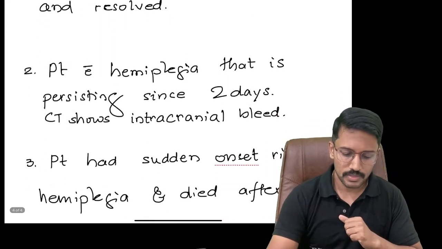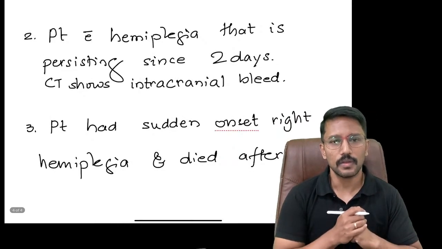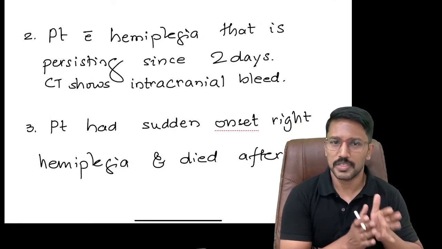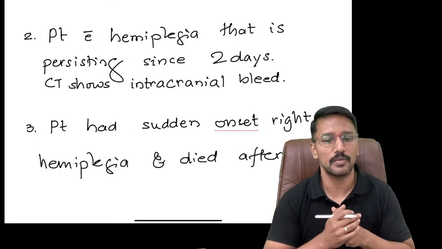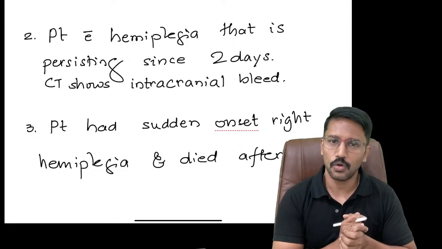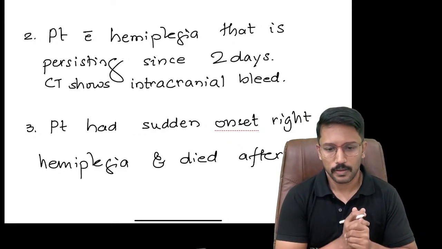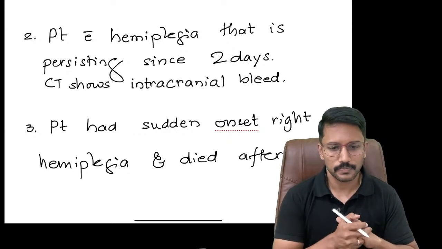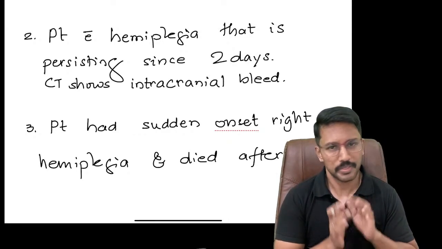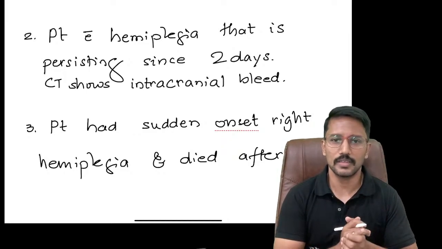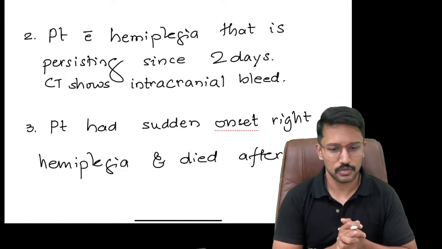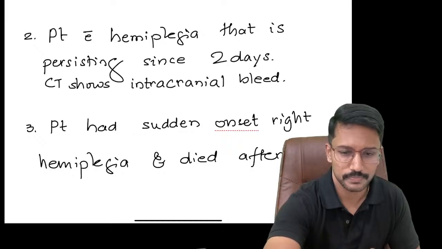Okay. Now the scenario number two. Patient with hemiplegia that is persisting since 2 days and a CT scan of the brain shows that there is intracranial bleed. So can I call it as stroke or not? Can we call it as stroke? Patient has hemiplegia. It is there from 2 days and we have got a CT done. It shows that there is a bleed inside the brain. So can we call it a stroke or not?